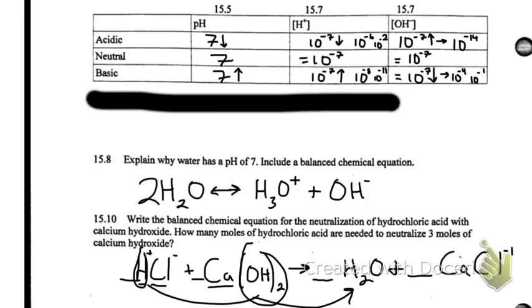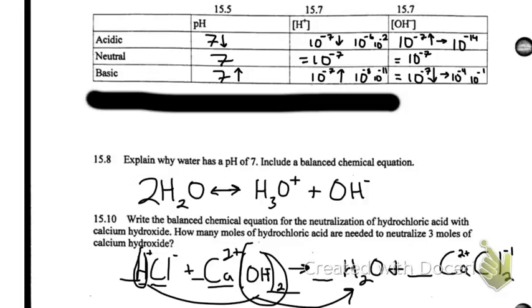Now we need to figure out calcium's charge. Calcium is bonded to 2 hydroxides. Hydroxide is always a minus 1, so 2 times minus 1 is minus 2, so calcium must be plus 2 to cancel it out. So on this side we put calcium as plus 2. Calcium is plus 2 and Cl is minus 1, so we will need 2 Cl's to cancel that out.